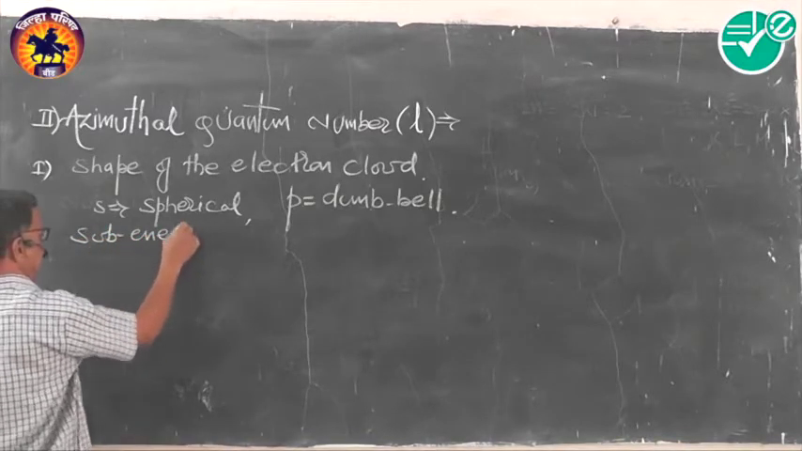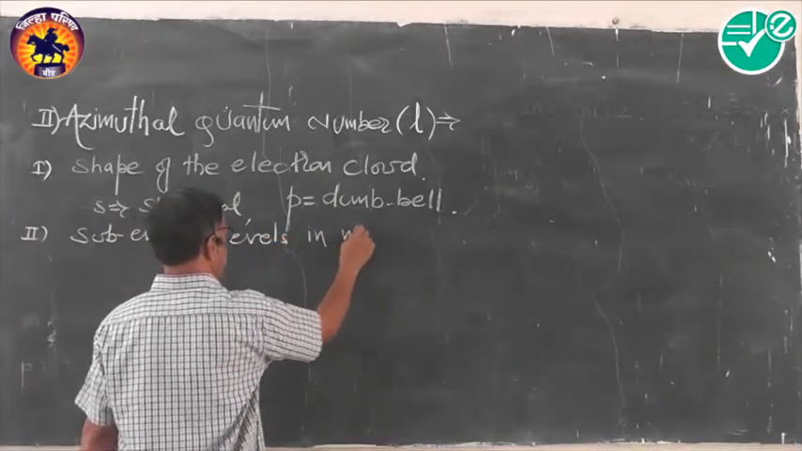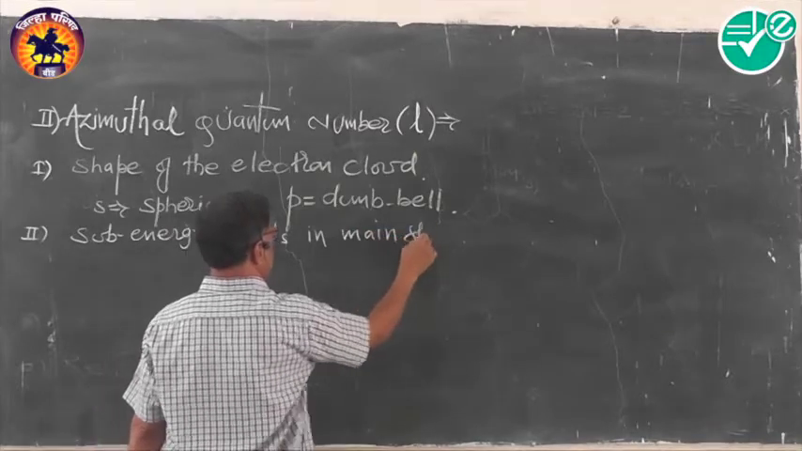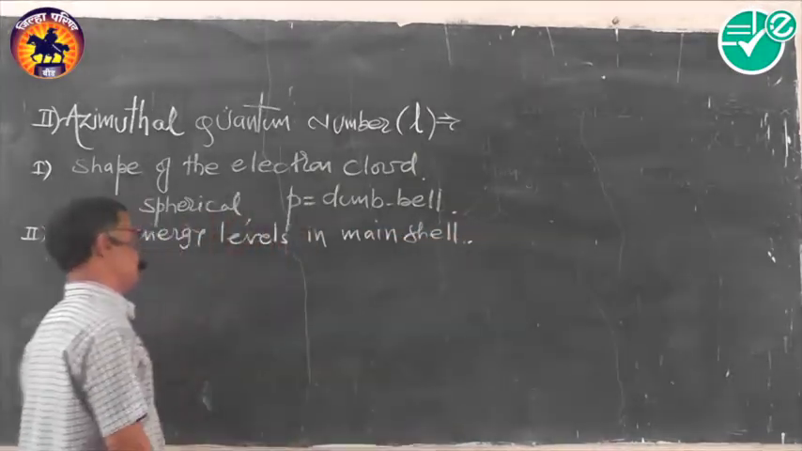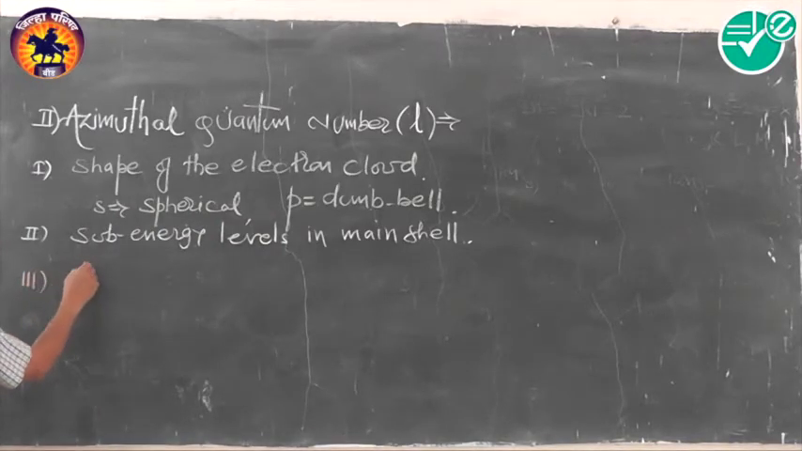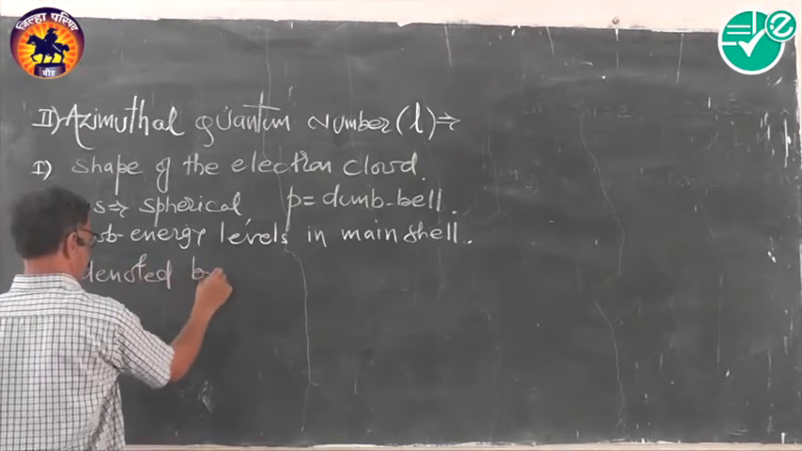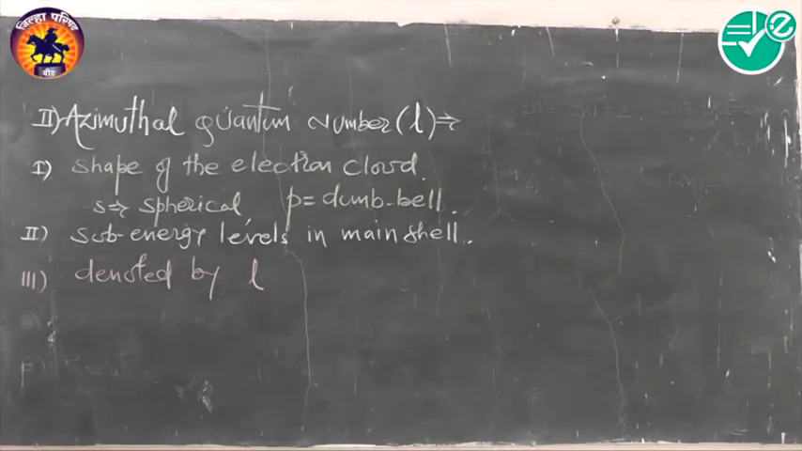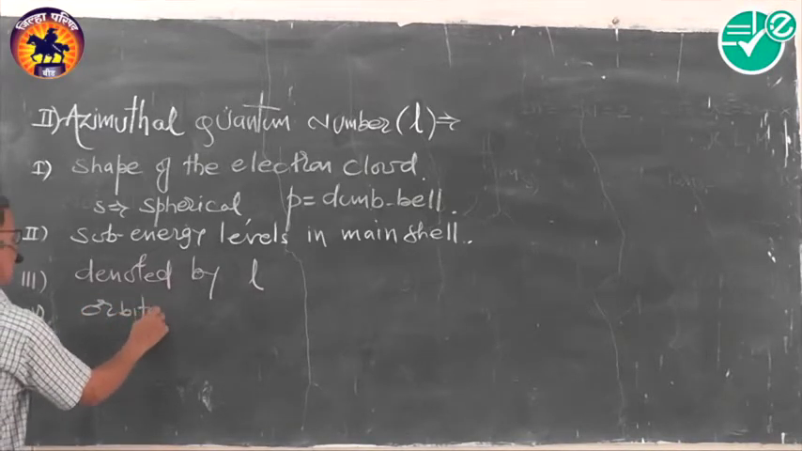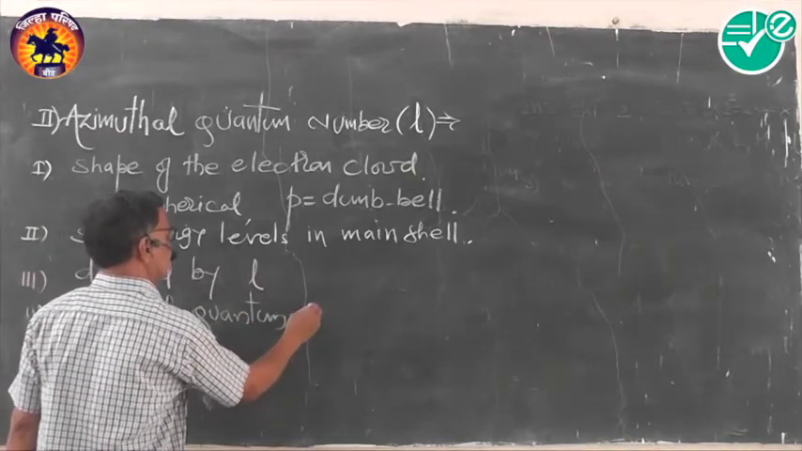Energy level in main shell. Third one, denoted by l. Fourth one, orbital quantum number.